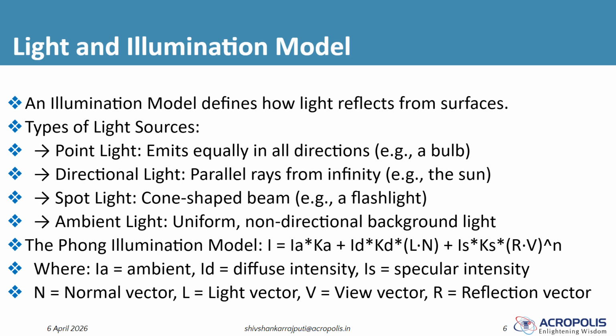Now let's talk about how we model light mathematically. An illumination model defines how light reflects from a surface. There are four types of light sources we commonly use. A point light emits equally in all directions like a light bulb. A directional light sends parallel rays like sunlight. A spotlight is cone shaped like a flashlight, and ambient light is uniform background light with no specific direction.